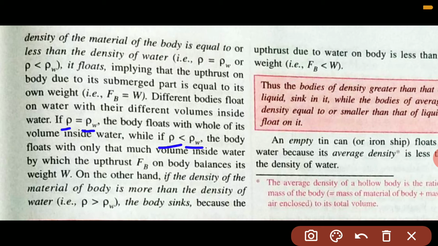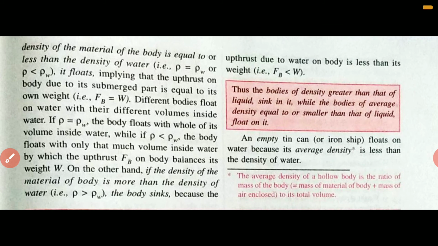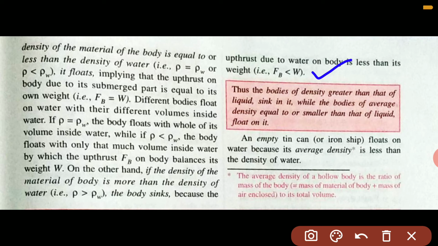On the other hand, if the density of the material of the body is more than the density of water, the body should sink, because the upthrust due to the water on the body is less than its weight. Thus the bodies of density greater than that of the liquid sink in it, while the bodies of average density equal to or smaller than the density of the liquid should float on it. So, I hope this is clear.